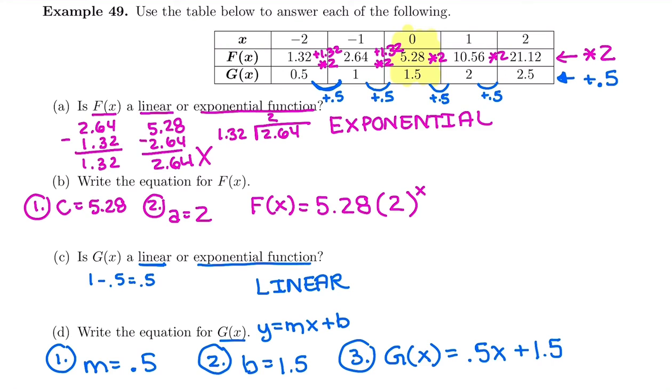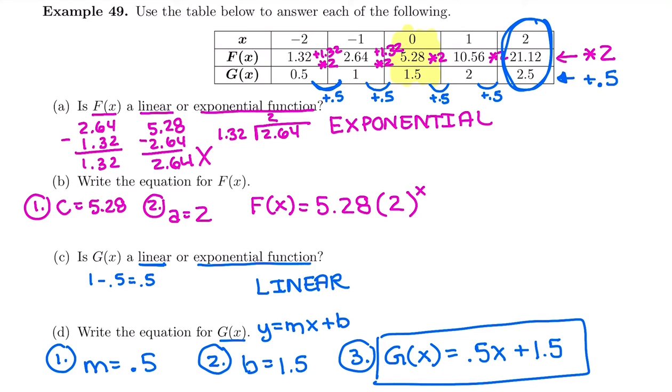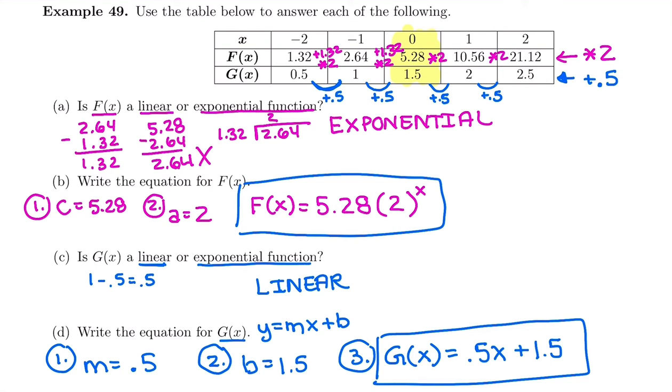If you're unsure of either of these answers, you can plug in a random x value. You could plug in 2 to each of these functions and make sure you get the correct y value out. So for instance, in that g of x we just wrote, 0.5 times 2 is 1, plus 1.5 is 2.5. And we could do the same thing with our f of x. Plug in one of the x values and make sure we get the y value out. If you plug in 2 for x in that one, you really do get 21.12 out for the y, so you know that you wrote the function correctly.